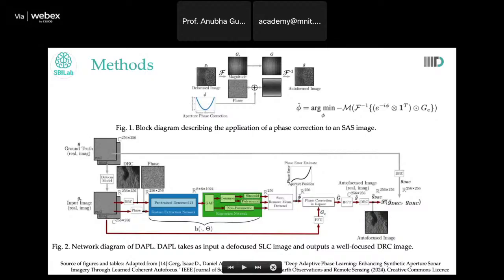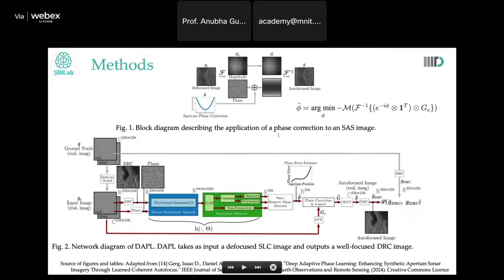So if you want to do phase correction in a SAS image, you need to estimate the phase by which the error is there. And then you need to put in a phase correction module. So these are pre-trained architectures that you would like to fine tune. How would you do that? They consider this data also, take its FFT. And now they use these two to do the phase error correction in the frequency domain. That's why they're saying phase correction in k-space. And then whatever is the corrected image, use IFFT, then again a DRC module, and then you have the well-focused DRC image. So basically this is the module that you need to train.